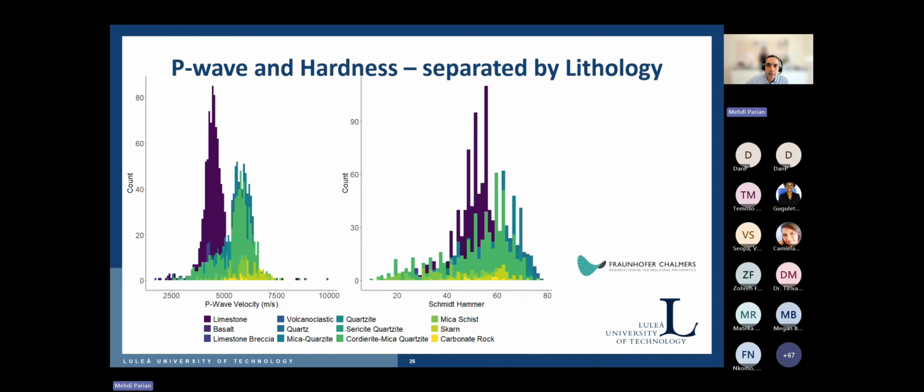So here on the left graph, we can see distinctive responses of rock types in P-wave velocity, so at least two. Limestone shows very distinctively lower P-wave velocity compared to quartzite and other rocks. And if you look at the Schmidt hammer hardness on the right side, this is more spread. And we can see for limestone, this is more narrow.